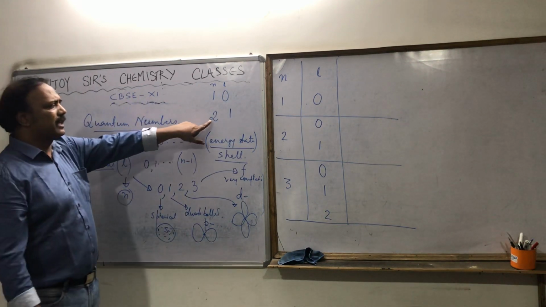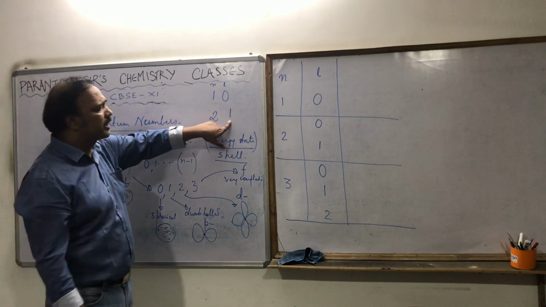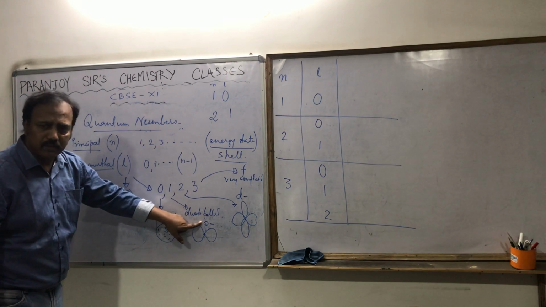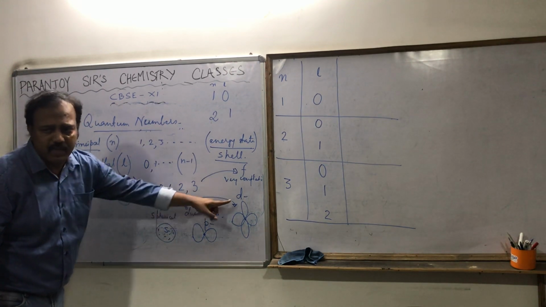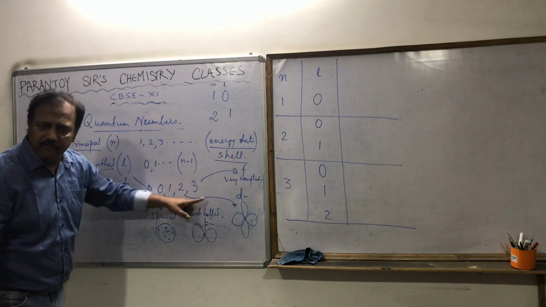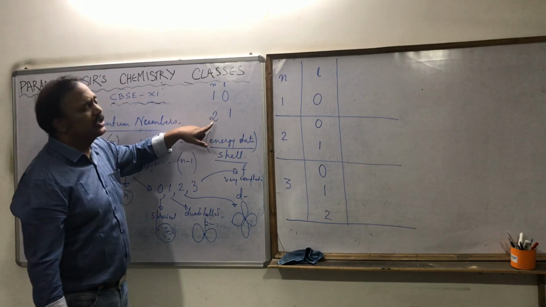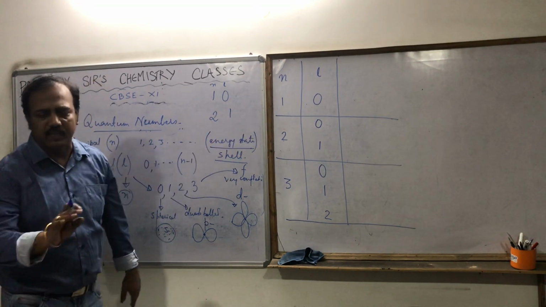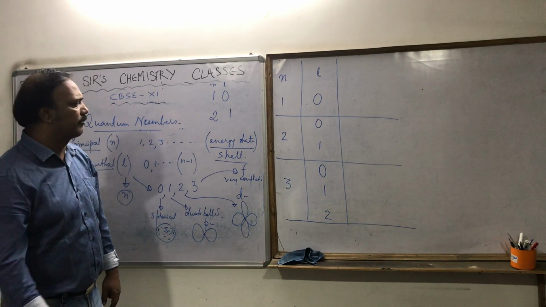If I talk something like 2, 1, what does it mean? It is present at the second shell, and which orbit? 1 is indicating p orbit. How are they differing from each other? They are differing from each other by their shapes. So each number, as I told, has some significance, indicating something of the atom.